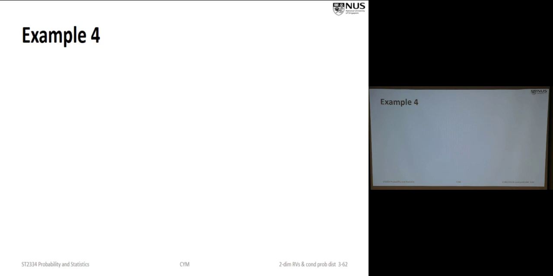It seems there's fewer students attending the class today because of week 7. It's the midterm test week.